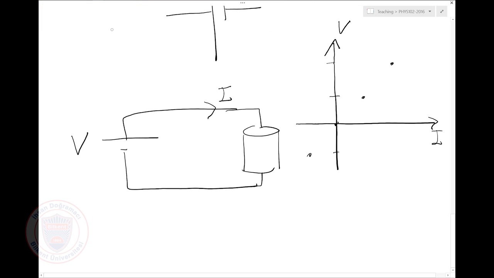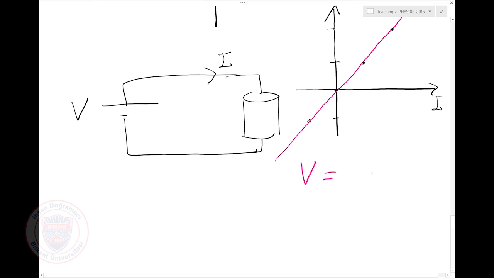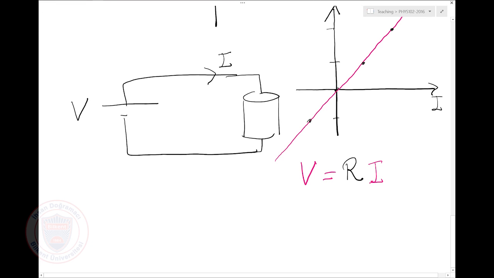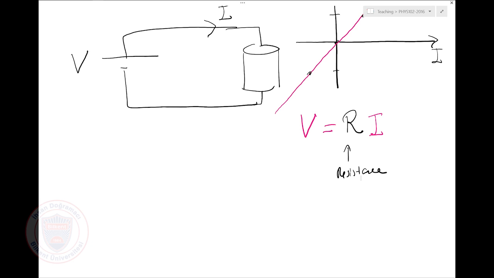Now, what happens is that for good metals, most good metals, there is a linear dependence between voltage and current, and the slope between voltage and current is termed resistance, right? So this is resistance.